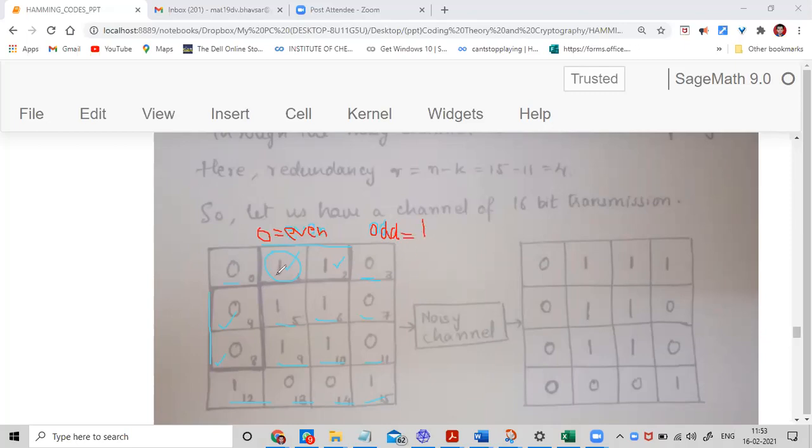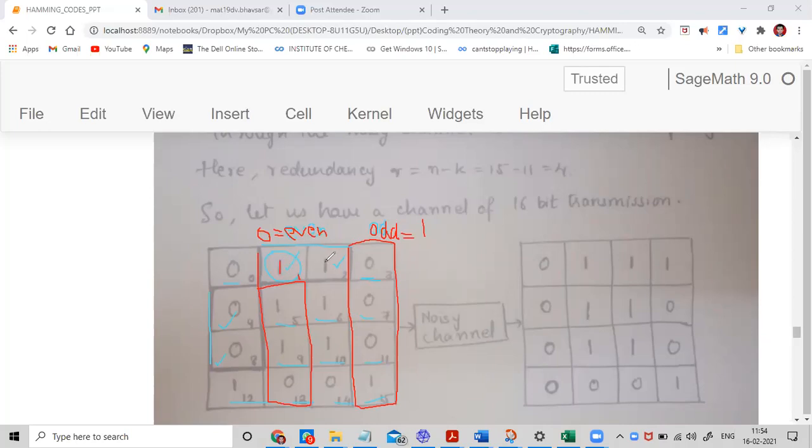When I check for this position, I will try to see this second column. Please observe carefully. How many ones are there? I can count 1, 2, 3. So it is an odd number, so I am writing here 1.